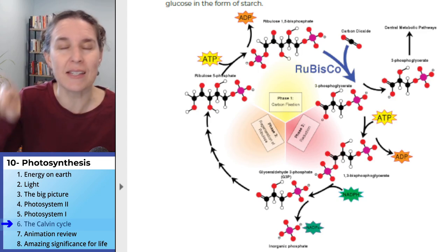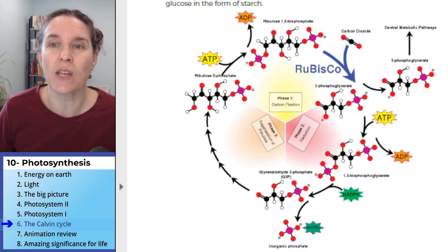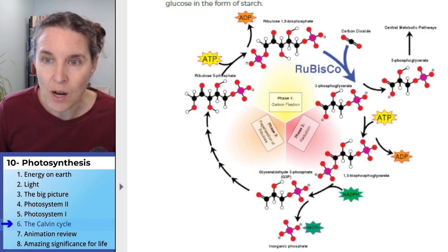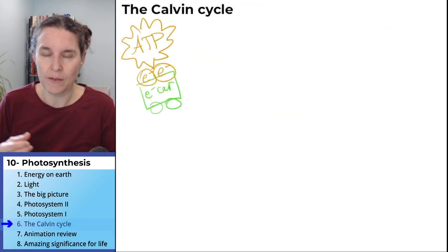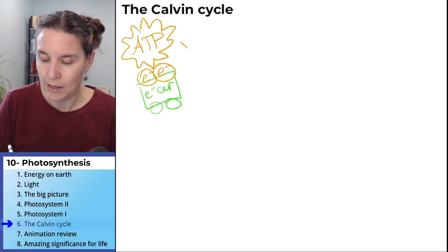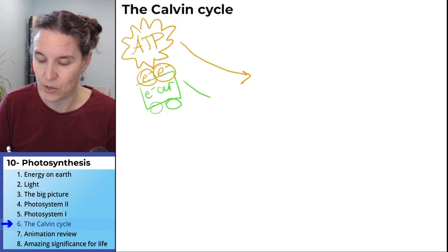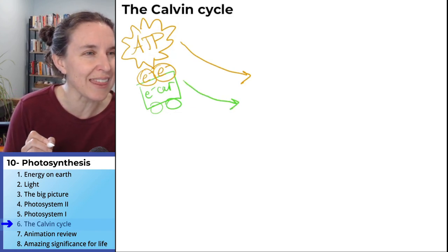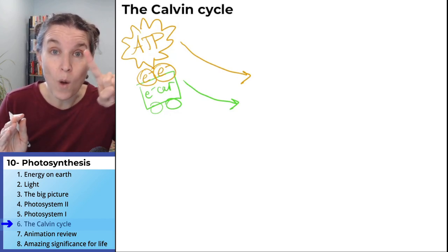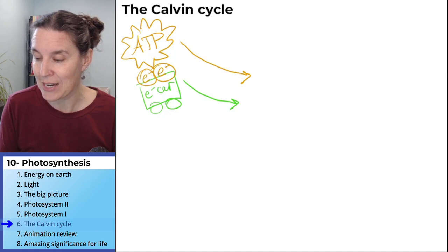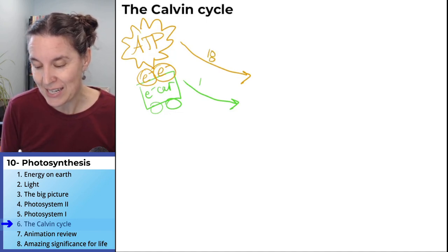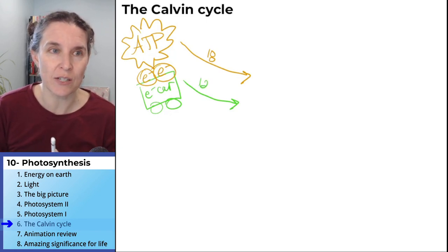Don't forget that it's a complex series of chemical reactions. But what I'm about to tell you, the way I'm going to draw it, is what we're going to focus on in this class. So ATP and high energy electron carriers are required as fuel. And I think, yes, all told, to make one molecule of glucose, it's going to take us 18 ATP molecules. And it's going to take us 12 high energy electron carriers.